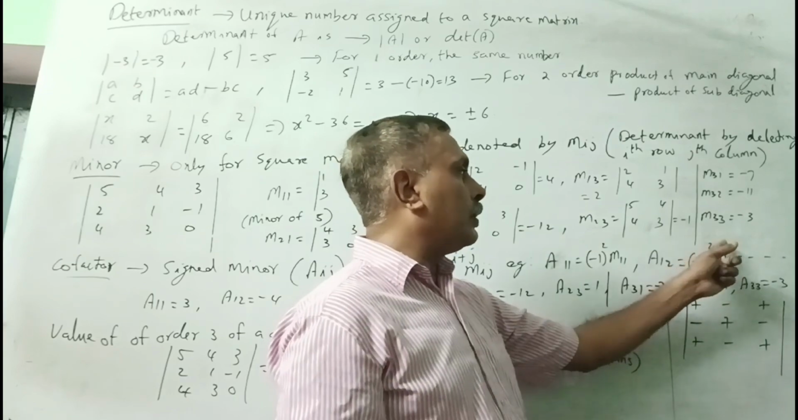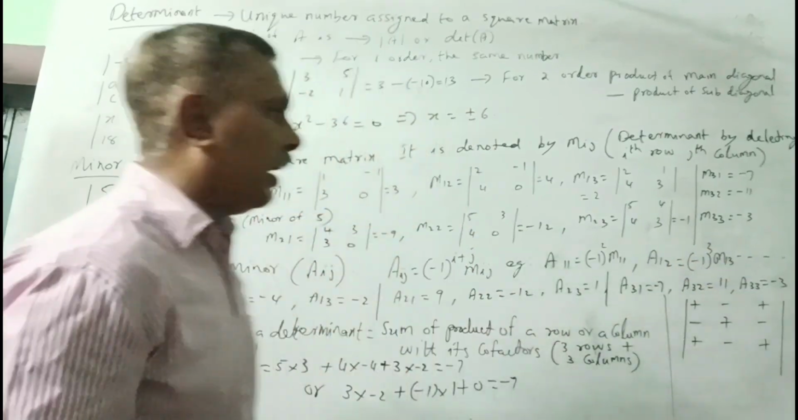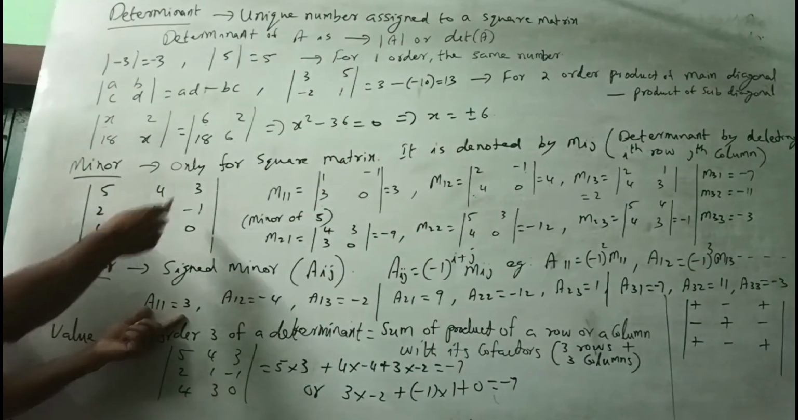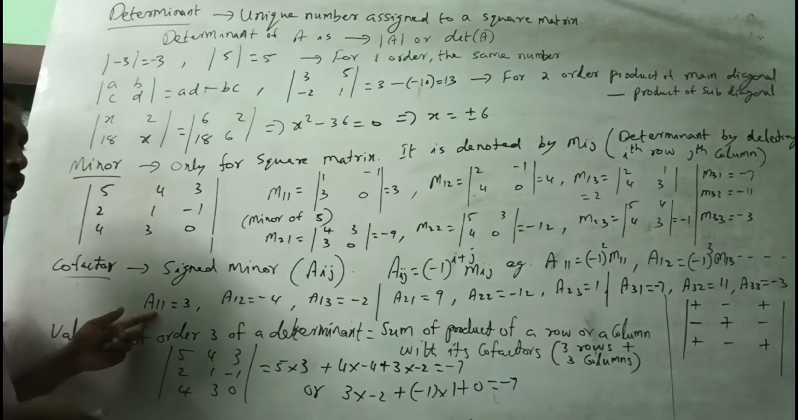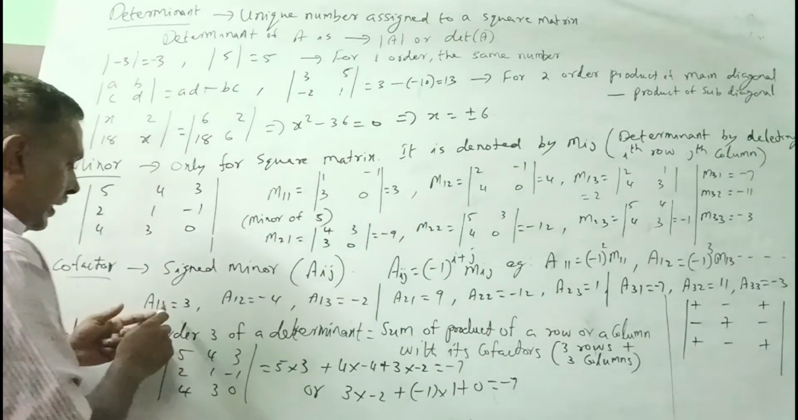Similarly, A12 is minus 1 raised to 3 into M13 and so on. Here, in the above example, A11 is 3 because 1 plus 1 is 2, minus 1 raised to 2 is a plus number, so it is 3 itself, whatever the minor is that itself.